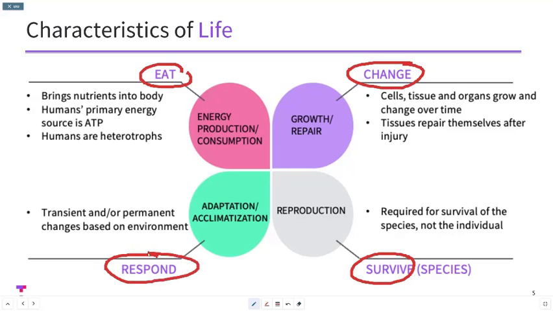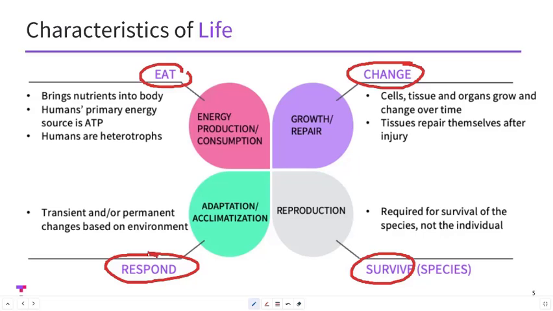Upper left, we have eat, bringing nutrients into the body. Humans are heterotrophic organisms, and they take in sugar and different kinds of energy sources to generate ATP, which is energy for our body. And this then sums up to be metabolism, the sum of all internal chemical, both anabolic and catabolic, reactions. Any waste that we don't want, we can excrete out.